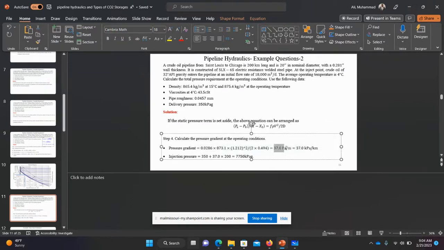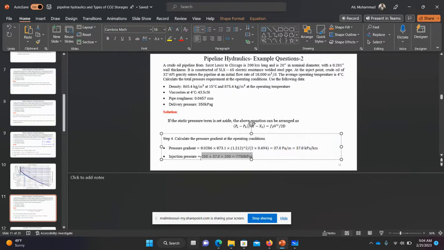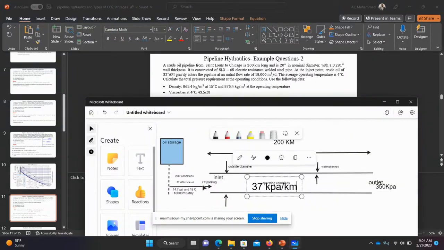And then we find the 37 pascal per meter, which we convert to 37 kilopascal per kilometer. Then if you multiply this by the length of the pipeline, which is 200 kilometers, and add the customer's requirement of 350, we find the initial pressure. So it means that if you keep the initial pressure at 7,750 kilopascal, and the customer wants 350 kilopascal, there will be a pressure drop of 37 kilopascal.